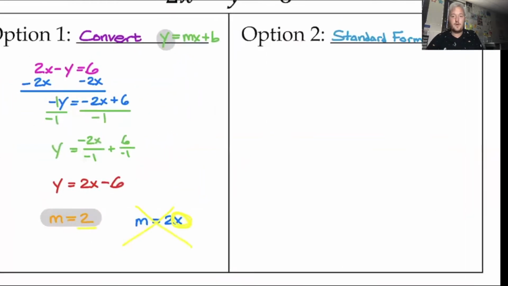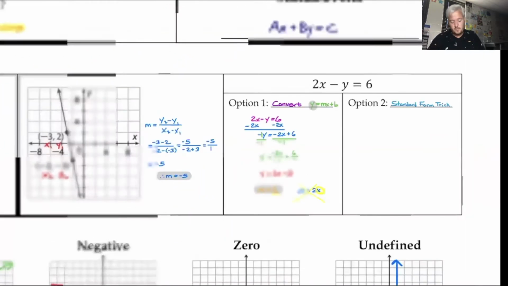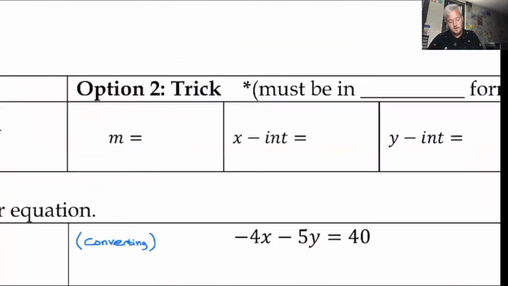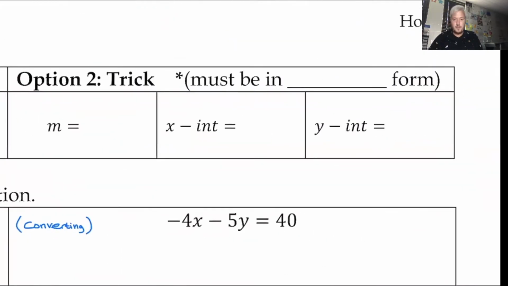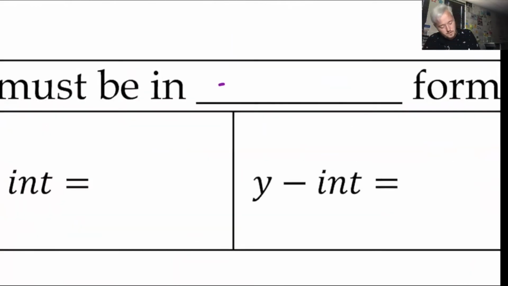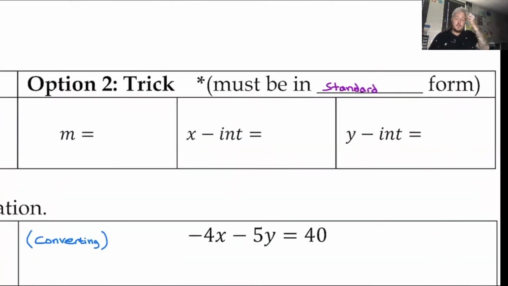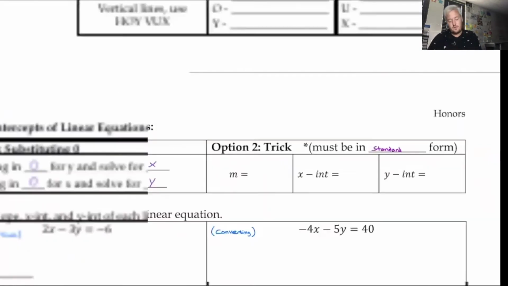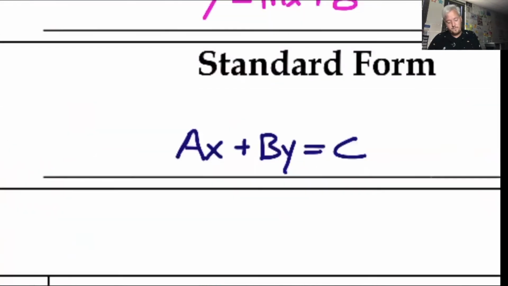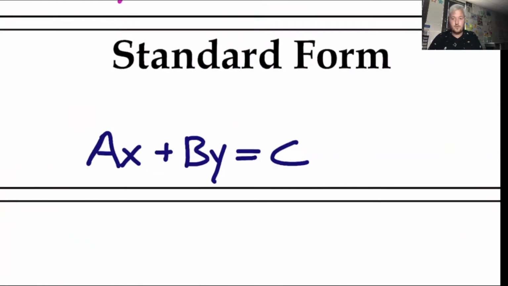All right, so now we have what we call the standard form trick. For this one, I'm actually going to go down here a little bit. This is where the actual trick is. When I do the standard form trick, it must be in standard form. The standard form trick actually tells you 3 of the attributes: the slope, the x-intercept, and the y-intercept. Standard form has ax plus by equals c, so the trick involves the letters a, b, and c. Those are going to be constants or coefficients.